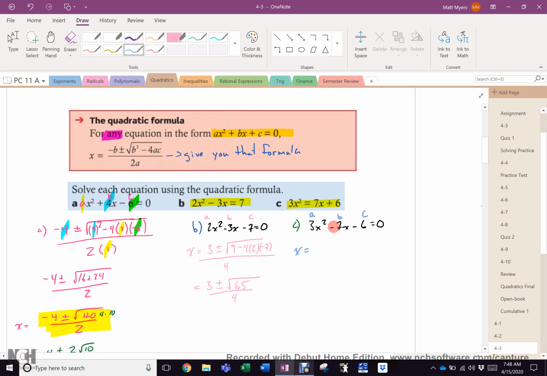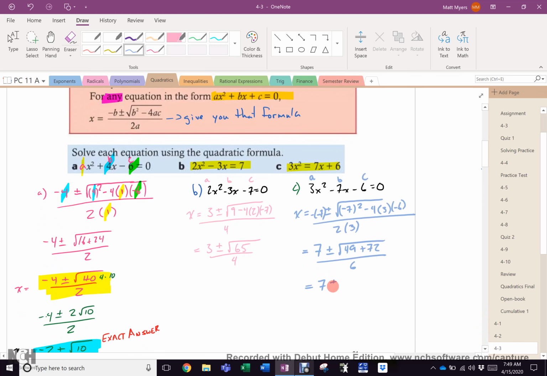X equals -b, so -7, plus or minus the root of -7 squared minus 4 times 3 times -6, over 2 times 3. I'm going to write this out properly. And then I just fix it. -7 is 7, plus or minus the root of 7 squared, which is 49. -4 times 3 is -12. -12 times -6 is +72, over 6. 49 plus 72 is 121, so 7 plus or minus the root of 121, all over 6.